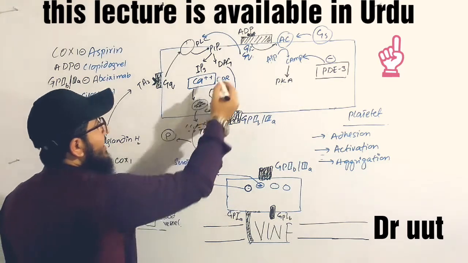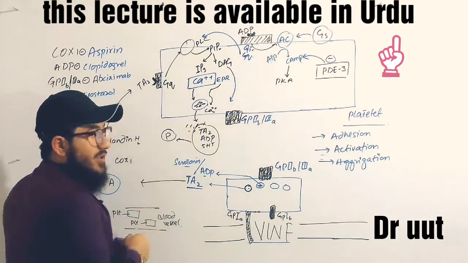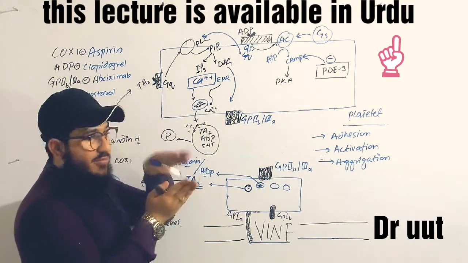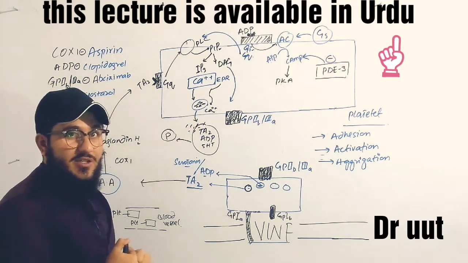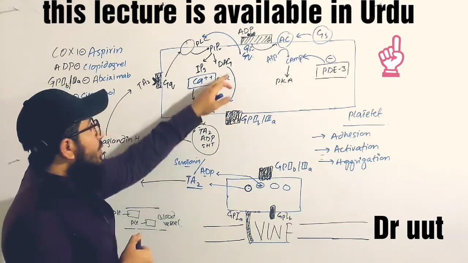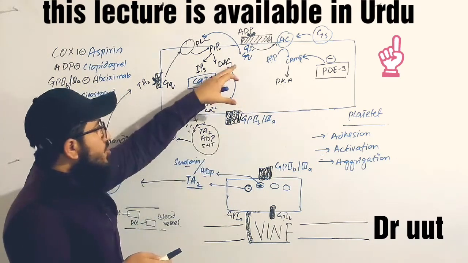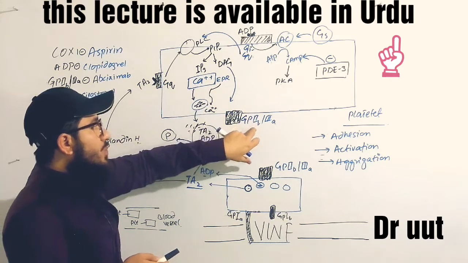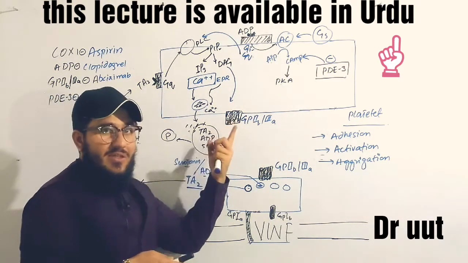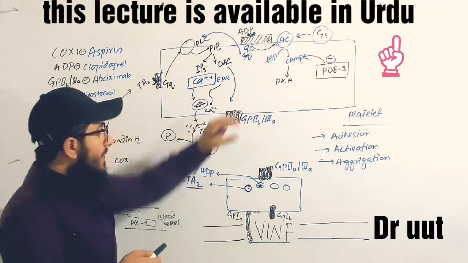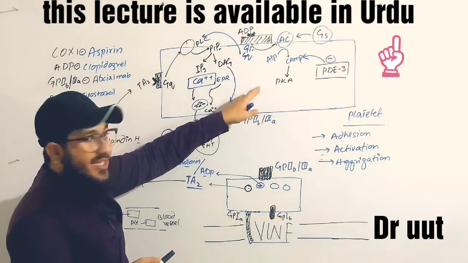Well, coming to the next point, DAG. IP3 released the calcium, which fused the vesicle with the membrane and released the aggregating factors present in the vesicle. Now what is the function of DAG, diacylglycerol? It is supposed to target this GP2B3A receptor. And when this receptor is activated, what is its job? You know, this platelet is the activated one, and this one is going to be activated now.